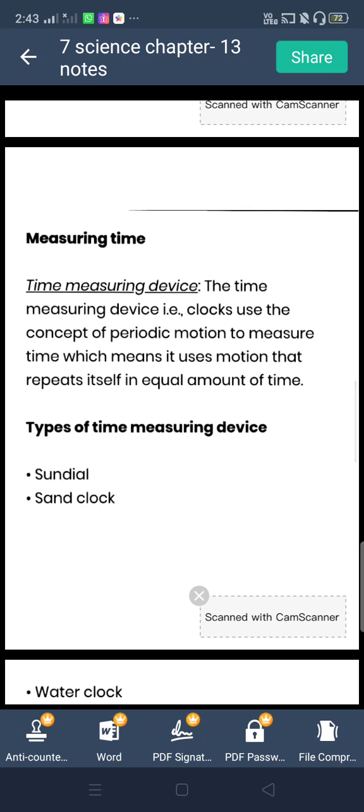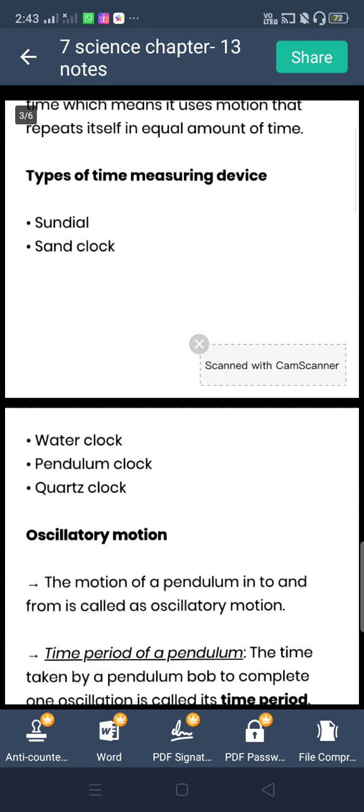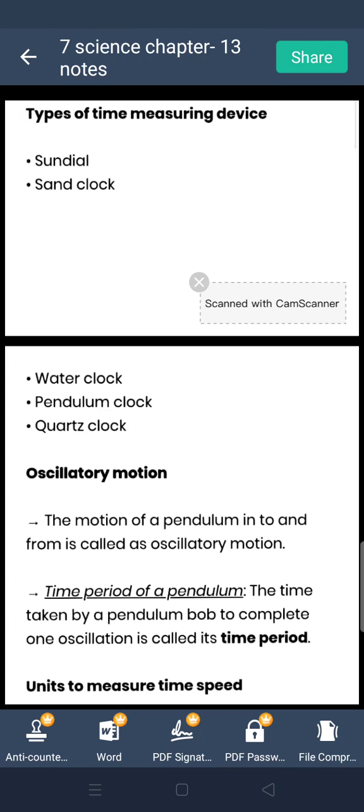Now types of time measuring devices. There are different devices which are used to measure the time, like sundial, sand clock, water clock, pendulum clock and quartz clock. Before the invention of pendulum and clocks, the time was being recorded with the help of sundial, sand clock and water clock. These devices were based on the process of shadow formation.